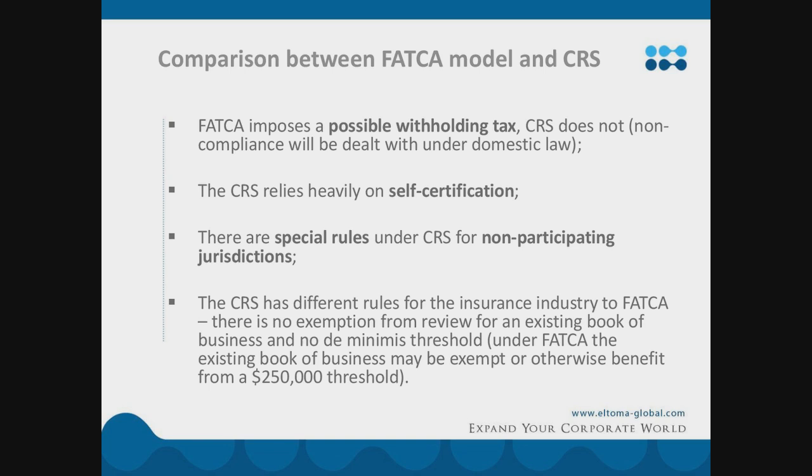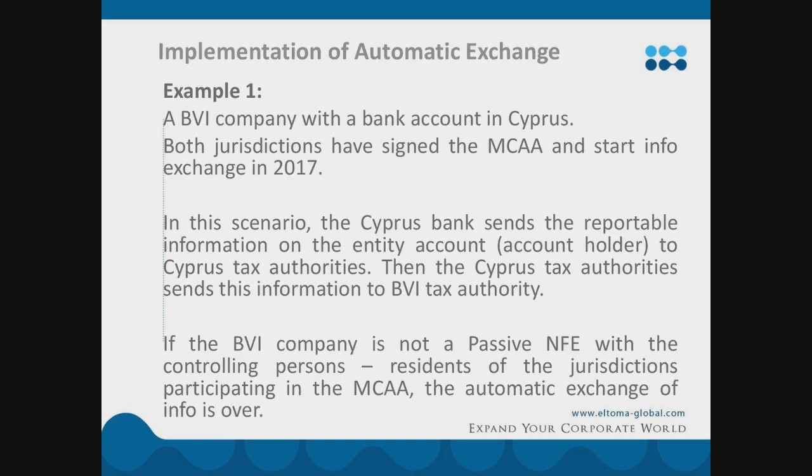So there is no exemption from review for an existing book of business and no de minimis threshold. Under FATCA, the existing book of business may be exempt or otherwise benefit from a $250,000 US dollars threshold.